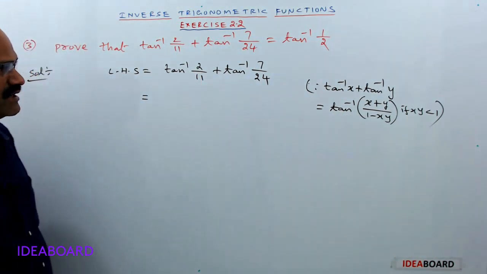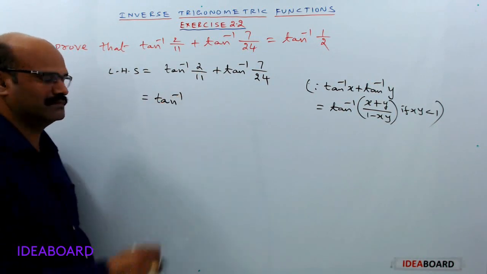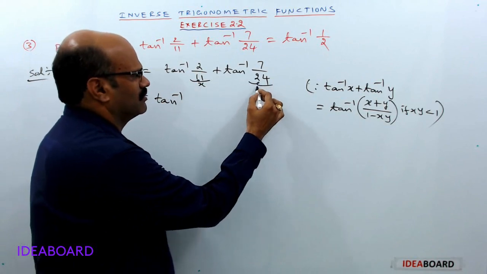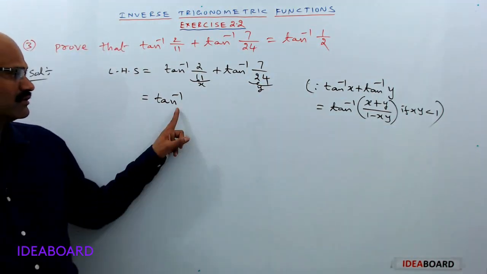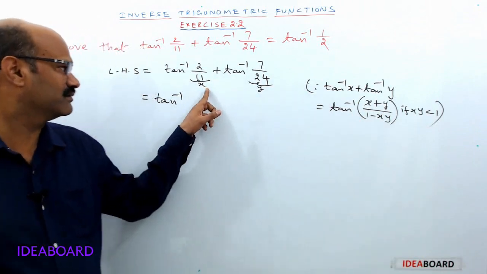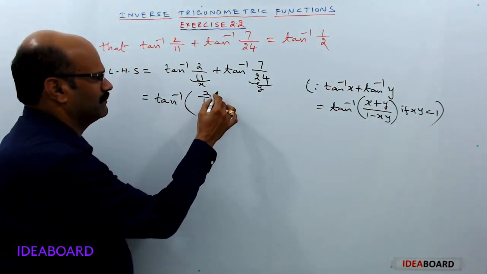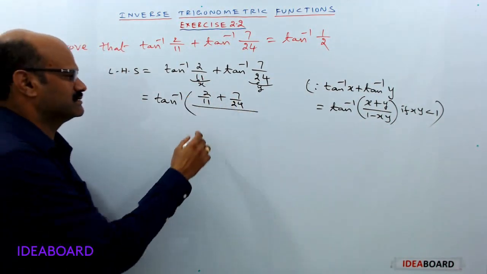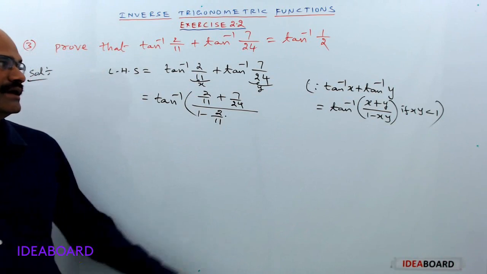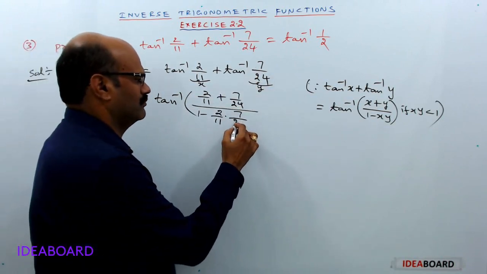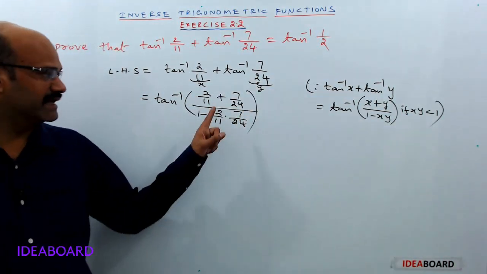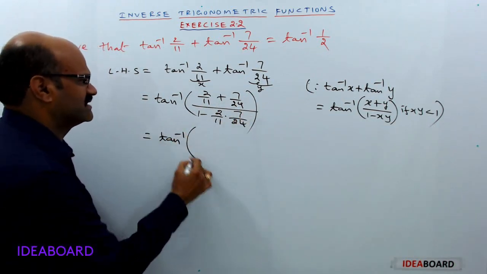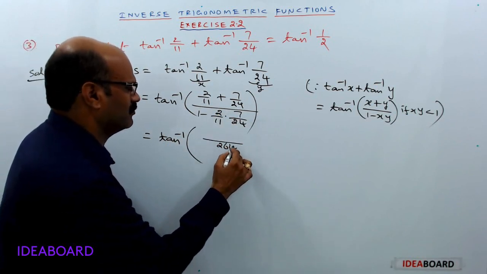So now it's equal to tan inverse of x plus y by 1 minus xy, with x equal to 2 by 11, y equal to 7 by 24. So tan inverse of 2 by 11 plus 7 by 24 upon 1 minus 2 by 11 into 7 by 24. Now take LCM, 11 into 24. LCM of 11 and 24 is 264.